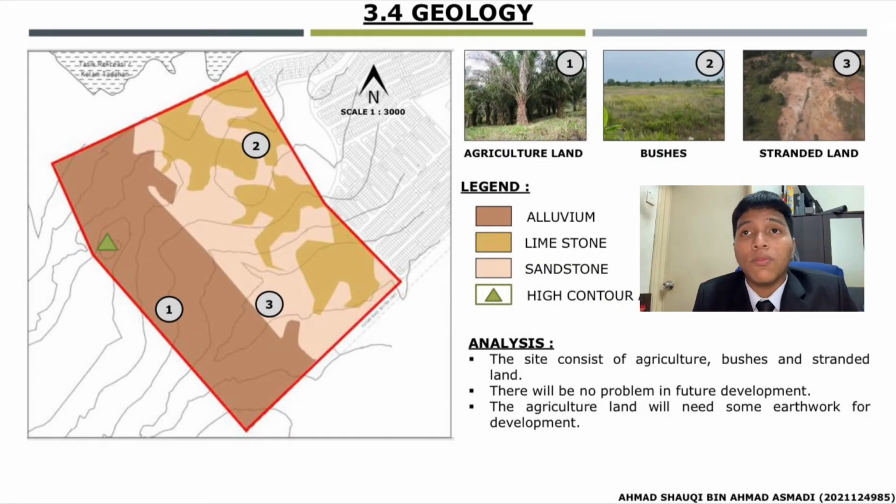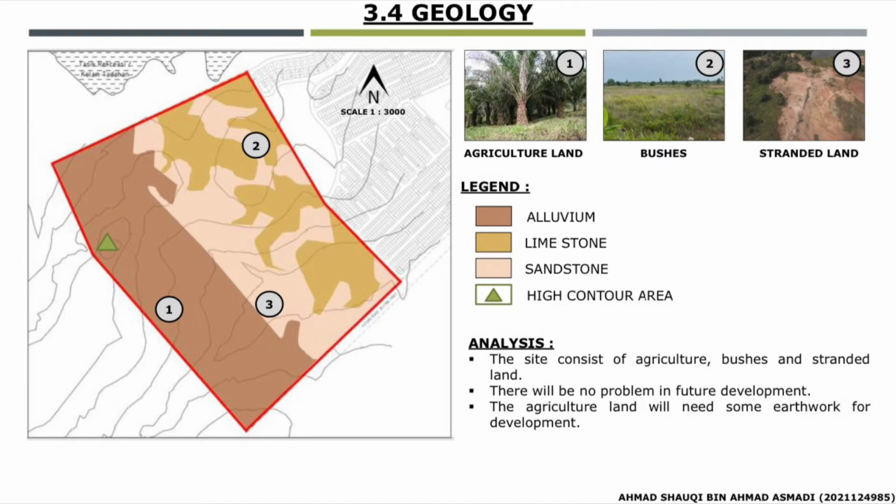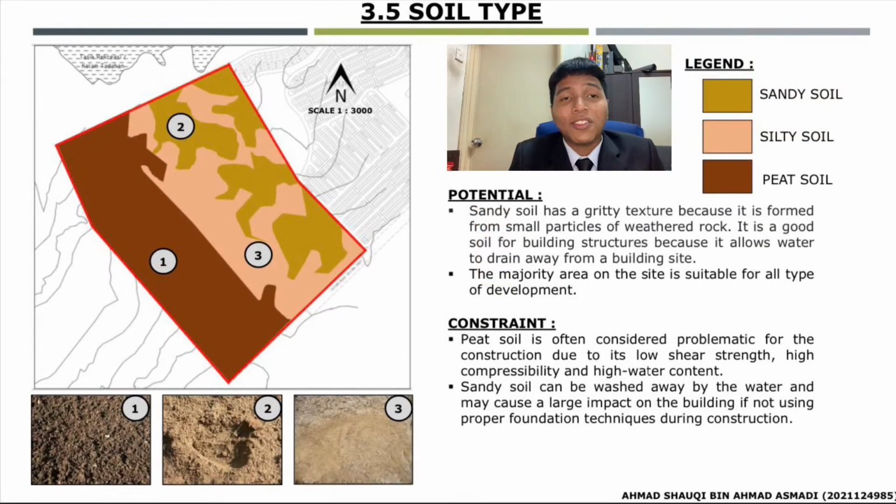So we found that there are alluvium, limestone and sandstone, and high contour area. The analysis that we got is that the site consists of agriculture, bushes and vacant land. There will be no problem in future development, and the agricultural land will need some earthwork if we want to do some development. The types of soil found in the site area are sandy, silty and peat soil. Most of the site is covered by peat soil, covering about 43.4% of the site area.